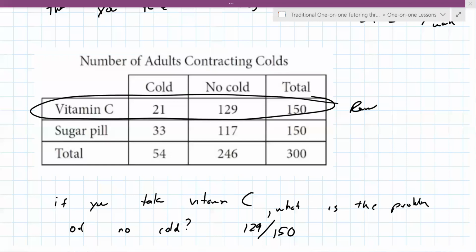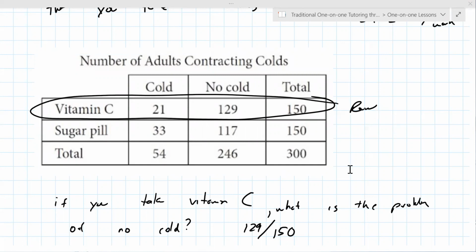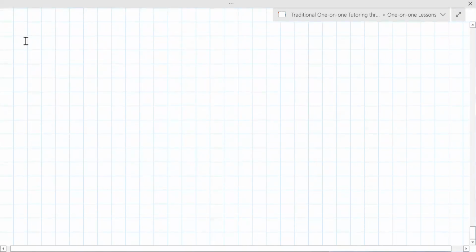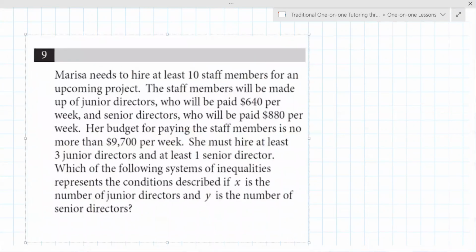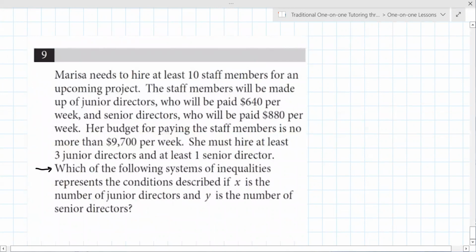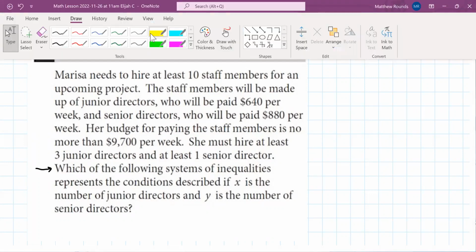All right, so we'll do some word problems here. I'm not going to put the multiple choice in yet. We're going to work on converting words to equations. If we go down to the question here, it says, which of the following systems of inequalities represents the conditions described if X is the number of junior directors and Y is the number of senior directors? Okay, so now let's go back. We're going to look at this sentence by sentence and see how to convert.